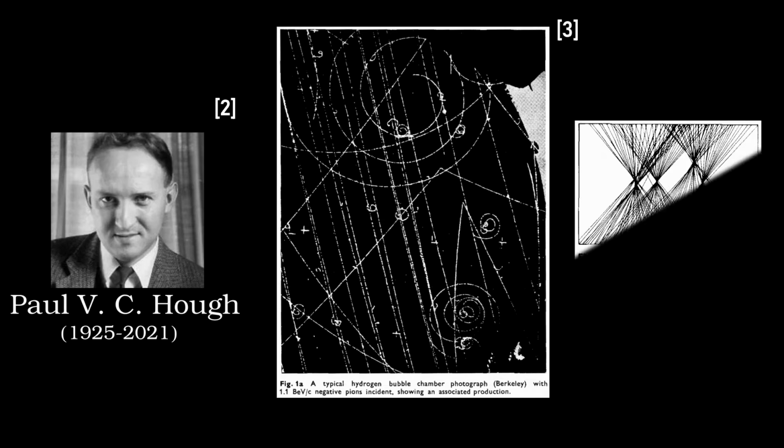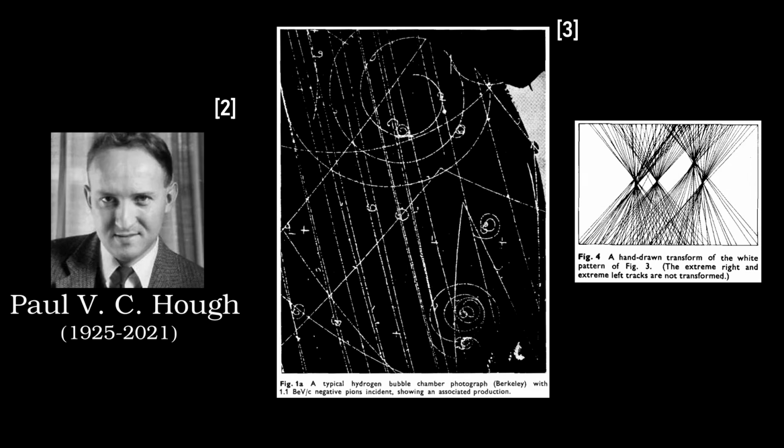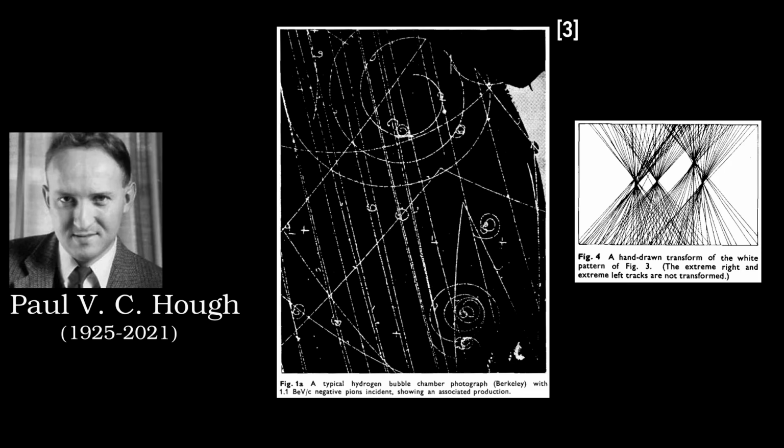First, a note on the name. The algorithm is named after Paul Hough, who described it in a 1959 paper, and I believe the correct pronunciation for his last name is like the word rough. This paper used the algorithm to identify the tracks of subatomic particles going through a bubble chamber.